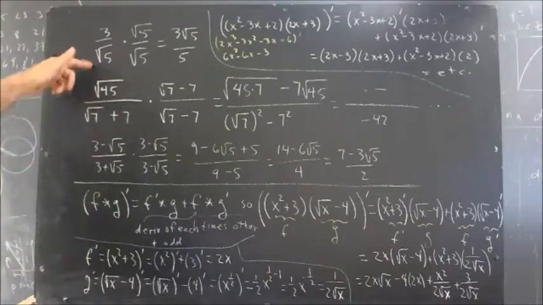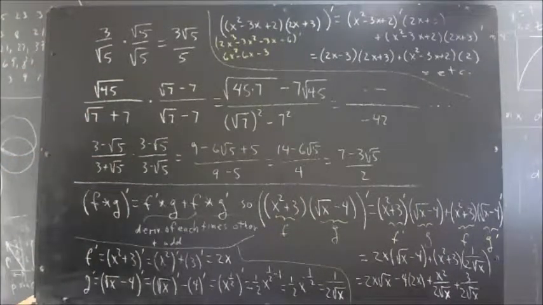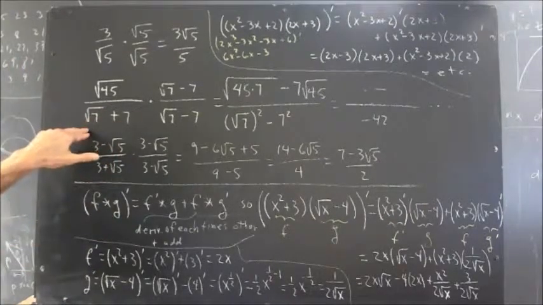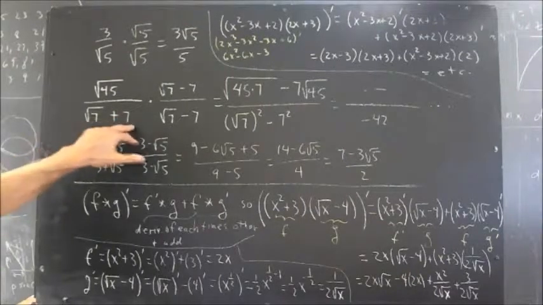Okay, square root of 45 over the square root of 7 plus 7. That might seem a little more difficult. If we multiply by the square root of 7, then this would become 7. But then this would be 7 times the square root of 7. We wouldn't be rid of the radical in the denominator.